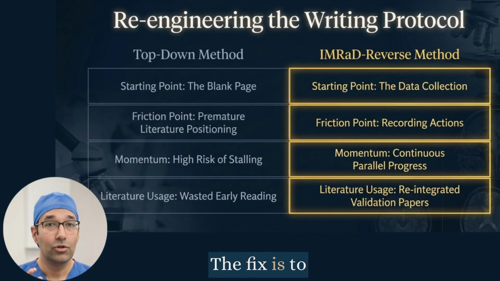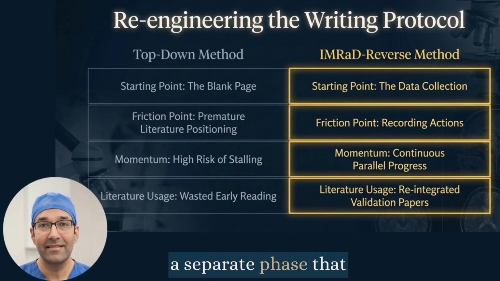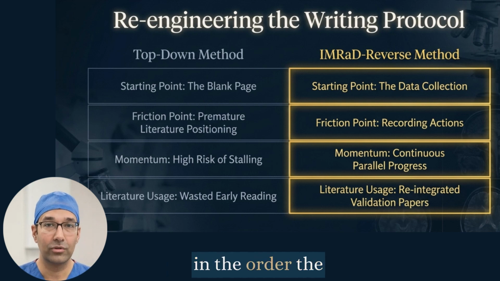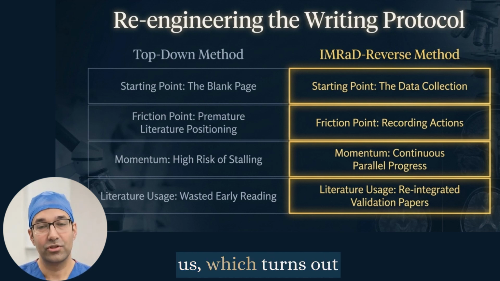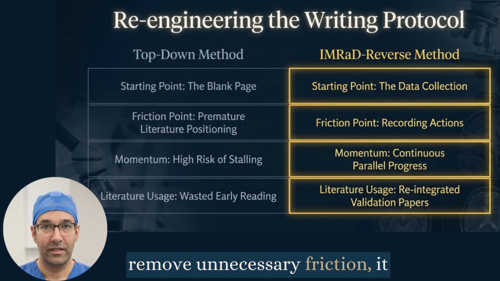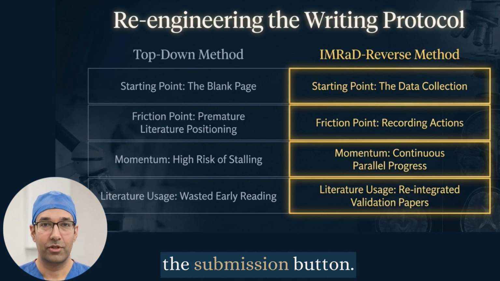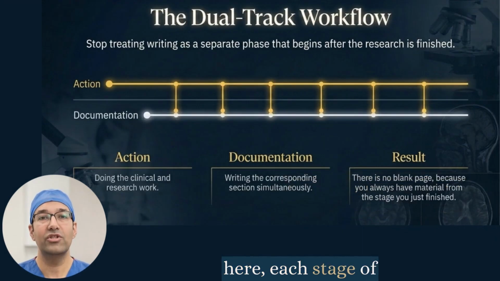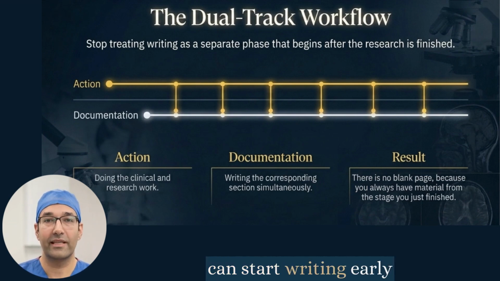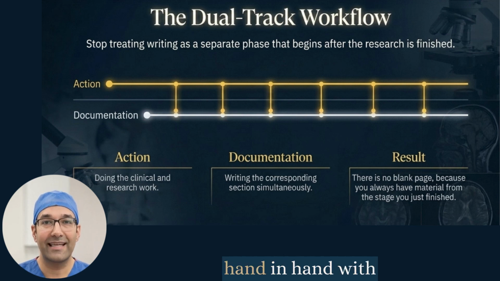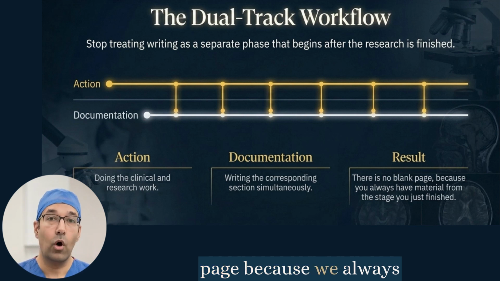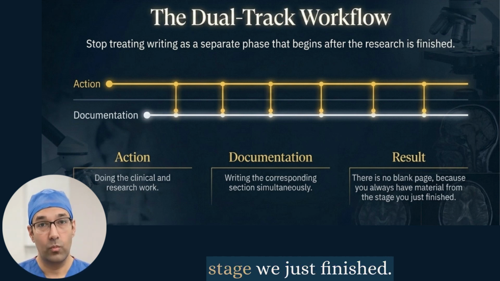The fix is to stop treating writing as a separate phase that begins after the research is finished. We write the sections in the order the research gives them to us, which turns out to be close to reverse. This does not just remove unnecessary friction. It keeps the momentum going all the way to the submission button. As we can see here, each stage of doing the work hands us the material for a section, so we can start writing early and build the paper hand in hand with the project. There is no blank page, because we always have material from the stage we just finished.